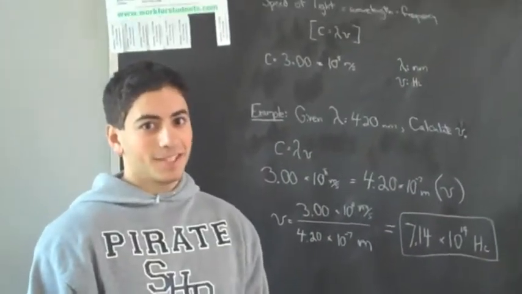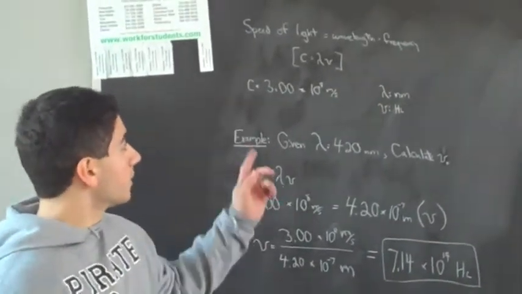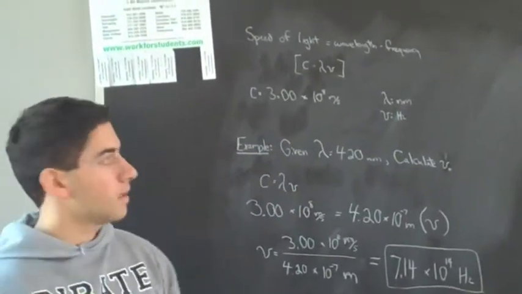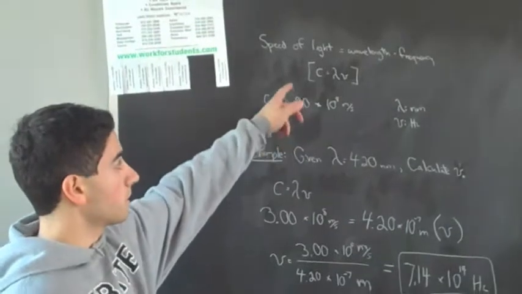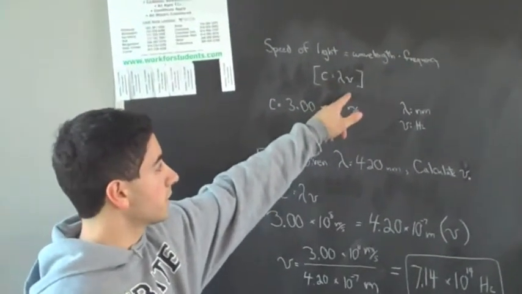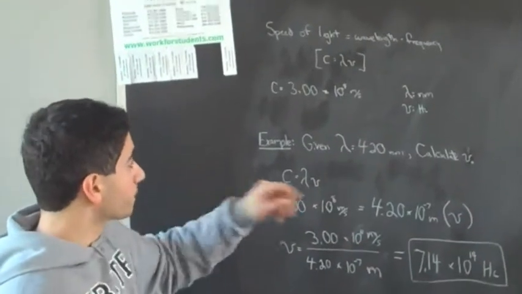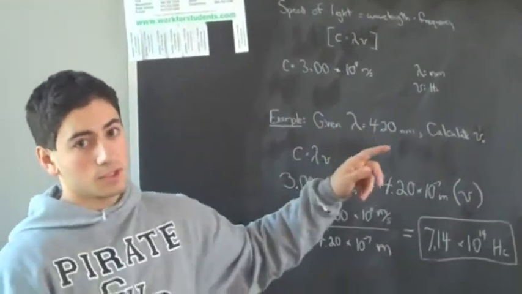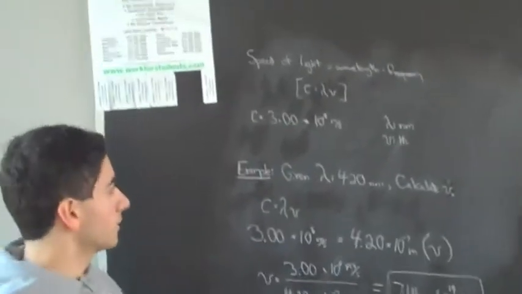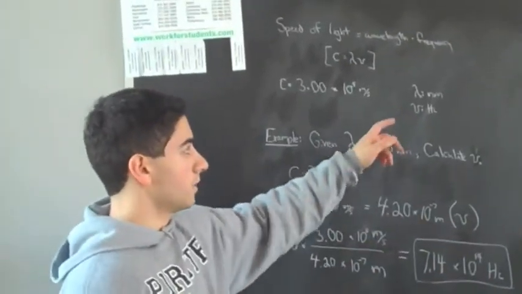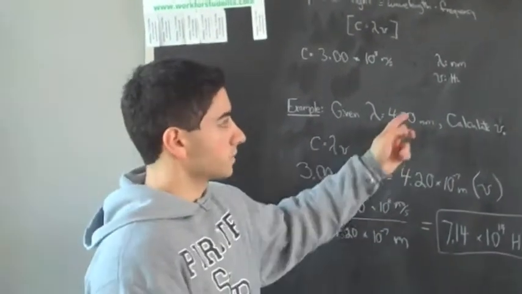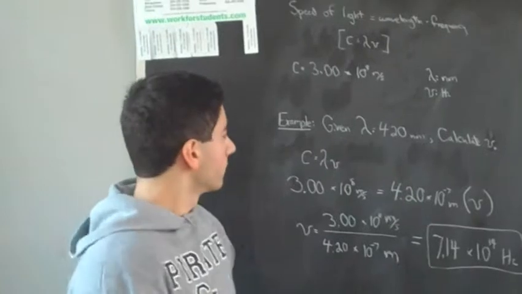Alright, hi, I'm Steve. I'm going to show you how the speed of light, wavelength, and frequency are all connected in an example problem. The formula we're going to use is C equals wavelength times frequency. C is a constant, which is equal to 3.00 times 10 to the 8th meters per second. And it's important that we know that wavelength is usually measured in nanometers and frequency is usually measured in hertz.